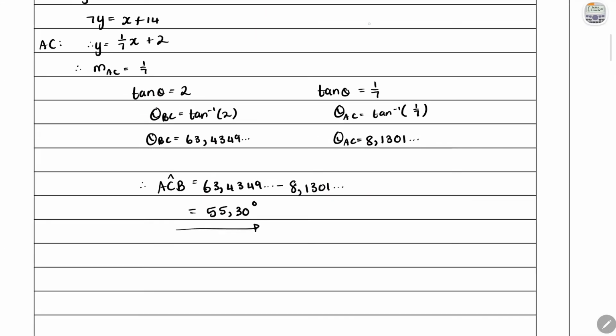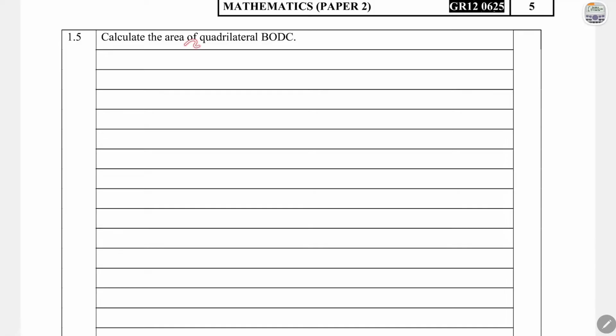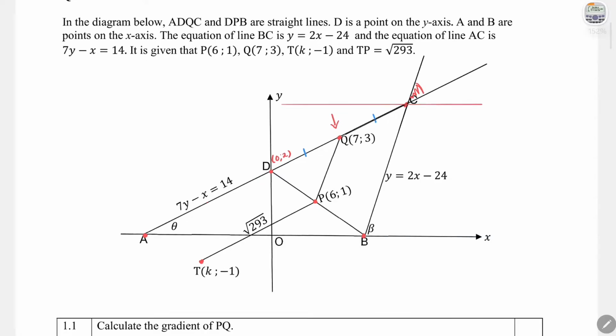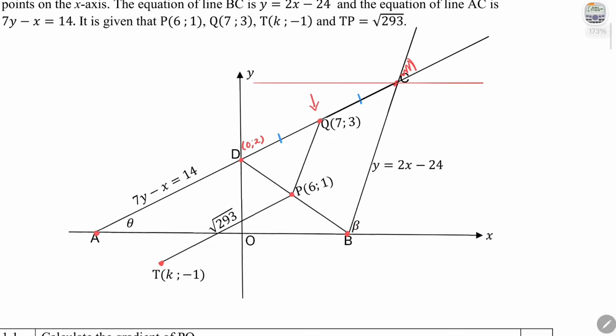Moving on to the next question. Question 1.5 says, calculate the area of quadrilateral BODC. Okay, so let's look at that quadrilateral and just see how we can find the area. So, is this quad BODC? As you can see, it's not any recognizable shape. It's not really a trapezium. No, it can't be a trapezium, because if it was a trapezium, you should have 2 sides being parallel. And we don't have that. Okay, it's not parallel to this at all. Okay, because this is a vertical line and this is not. It's a diagonal line.